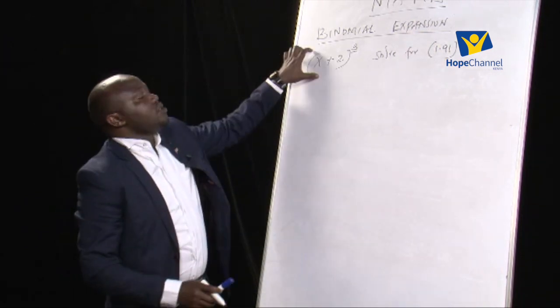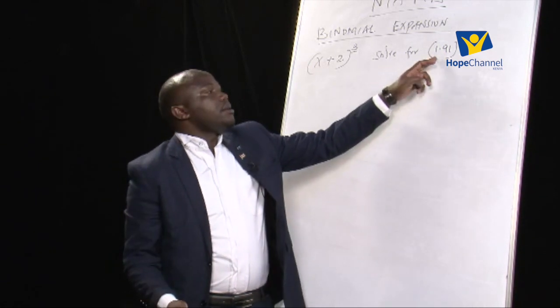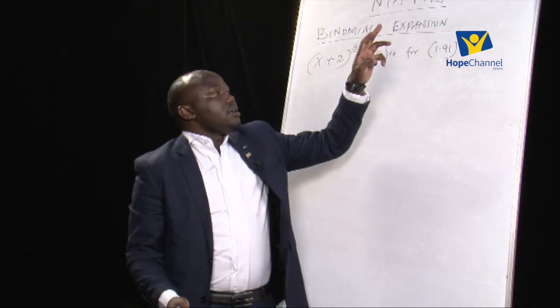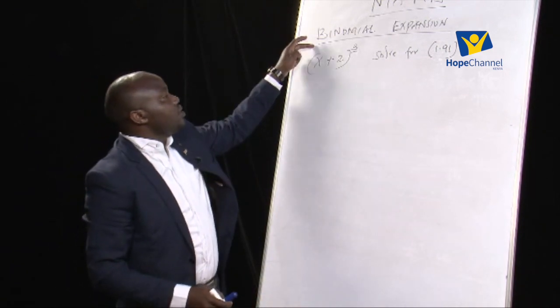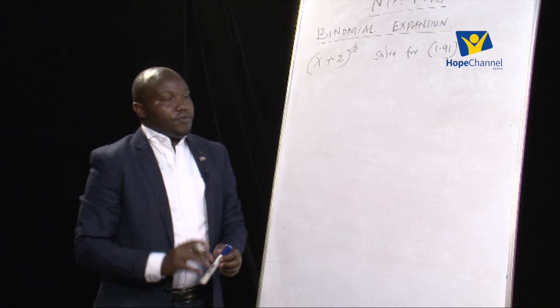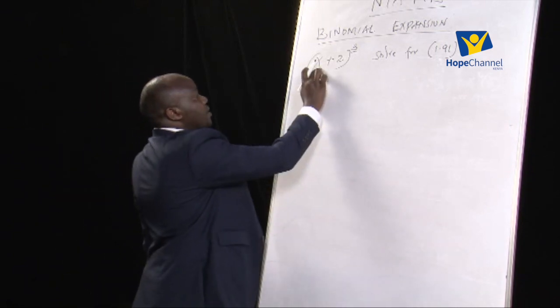You use your expansion to solve for this number. I know from a calculator you can just press 1.91 raised to power 3 and you get the answer. But how do you go about it now in binomial expansion? So first of all is the normal expansion, which we said we start from the power given to 0.